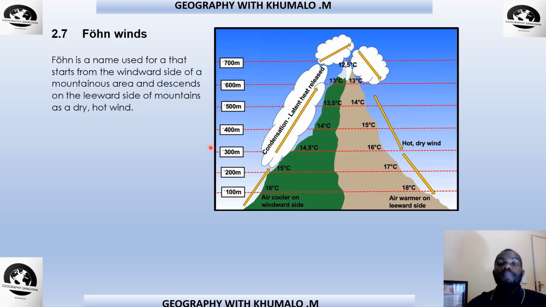Now, why are they hot? Because when they are descending there, they become heated at a dry adiabatic rate. What does that mean when we say at a dry adiabatic rate? It means that for every 100 meters, this wind will increase by 1 degree Celsius in temperature.